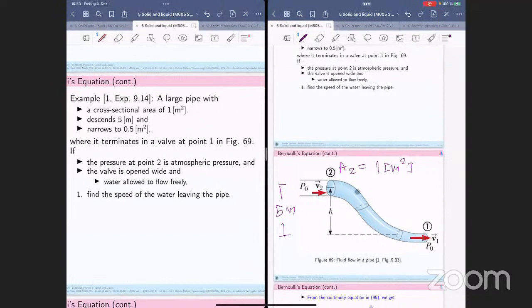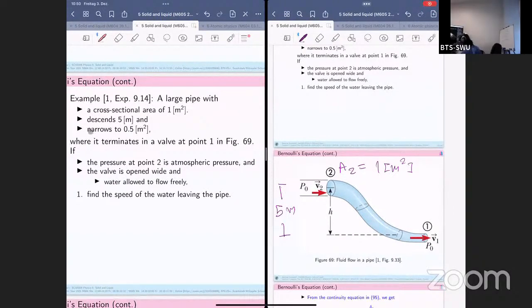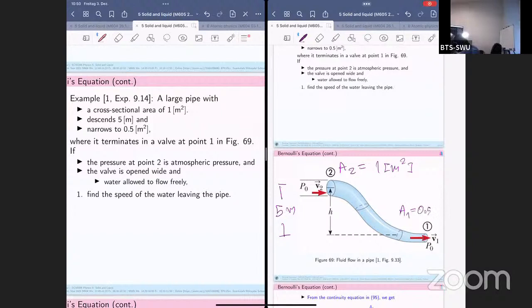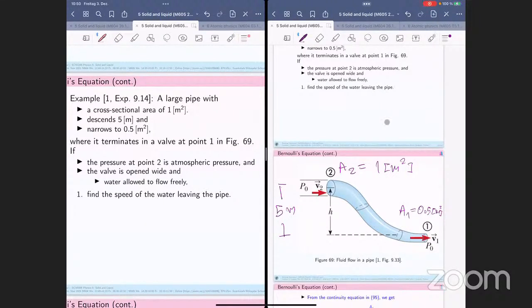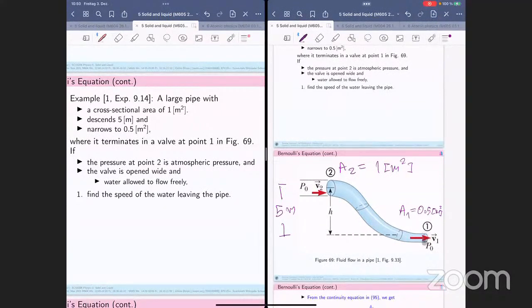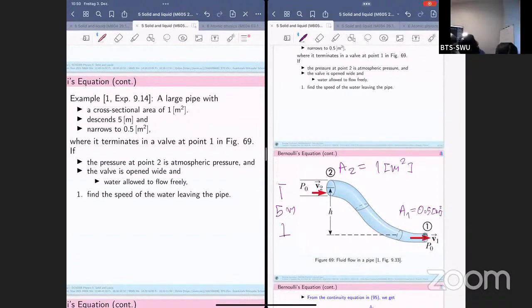It doesn't matter how the shape is. It goes down, narrowing to 0.5 square meters. So A1, on this side, is 0.5 square meter, and it terminates in a valve. Of course, the valve has a lower cross-sectional area in order to control the water flow.